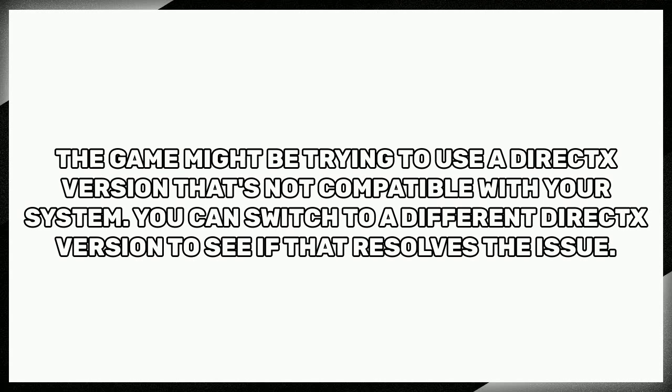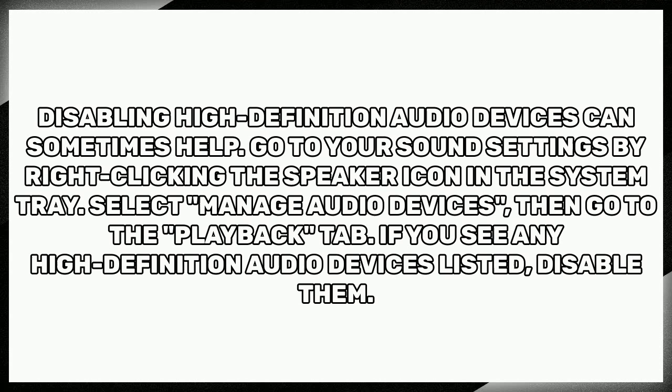Disabling high-definition audio devices can sometimes help. Go to your sound settings by right-clicking the speaker icon in the system tray. Select Manage Audio Devices, then go to the Echo Playback tab. If you see any high-definition audio devices listed, disable them.